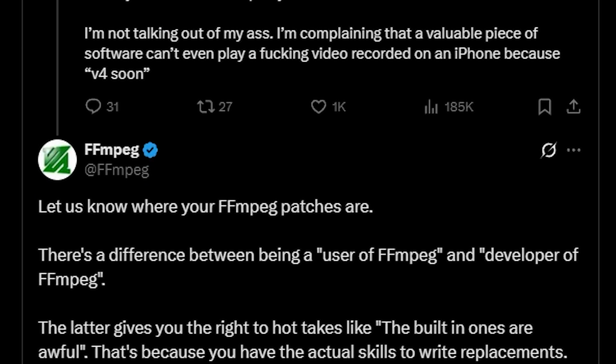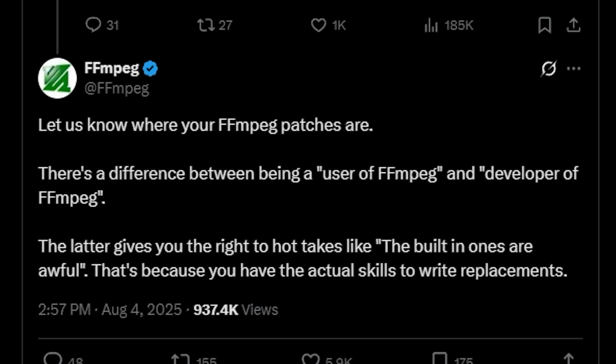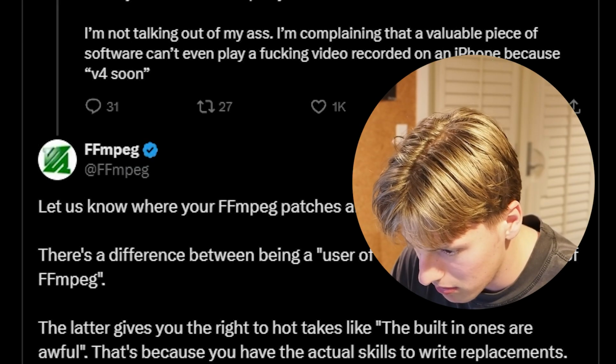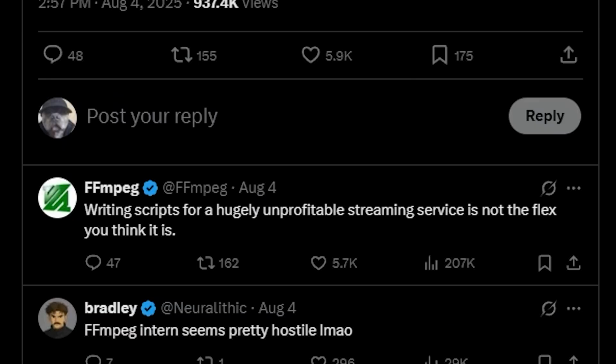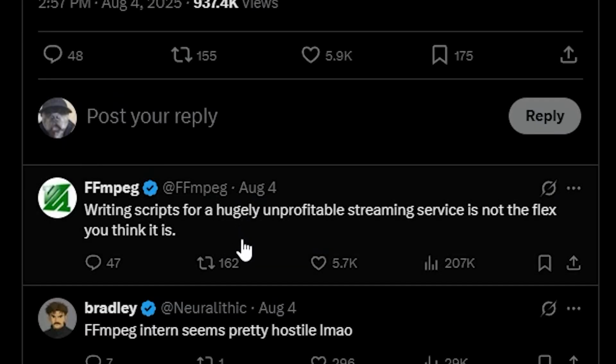There's a difference between being a user of FFmpeg and a developer of FFmpeg. The latter gives you the right to hot takes like the built-in ones are awful. That's because you have the actual skills to write a replacement. Writing scripts for a hugely unprofitable streaming service is not the flex you think it is.